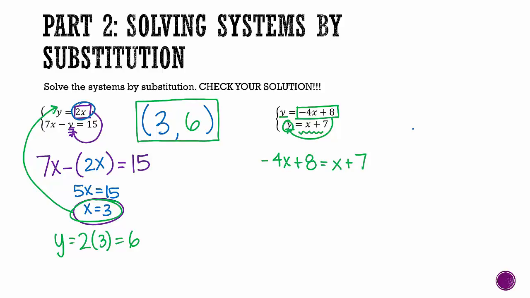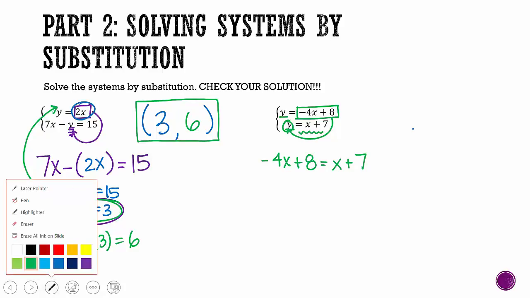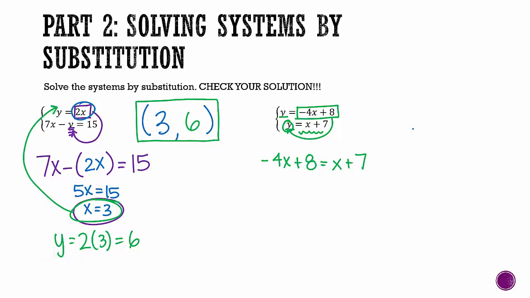Think if I was to tell you y was 6, you would just replace y with 6 and then start solving. Now I'm telling you y is negative 4x plus 8. And then just like before, everybody knows how to solve something like this. We'll subtract x from both sides and subtract 8 from both sides. So we'll end up with -1 here. And then if we divide both sides by -5, we get x is 1/5.